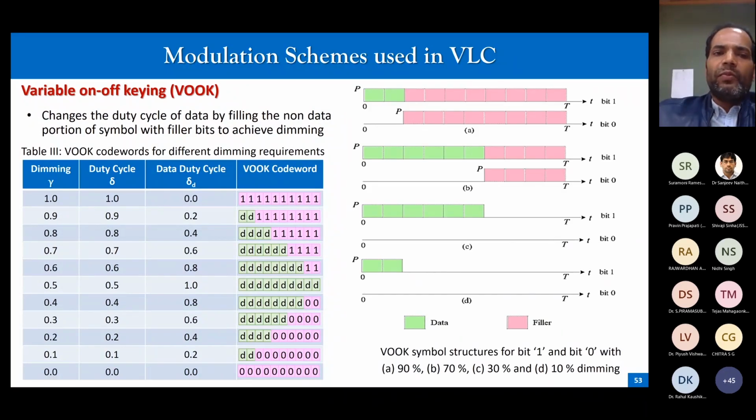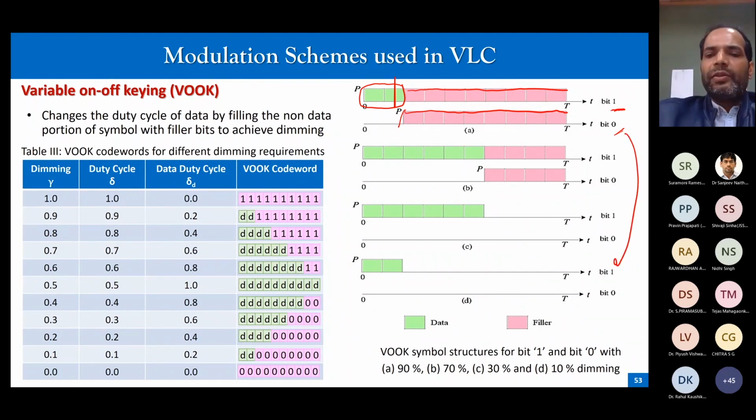So I will just explain this variable on-off keying. In simple on-off keying, bit 1 you transmit all the time, and bit 0 you transmit for no time. So the average is almost at 50%. But here, for bit 1, this is my signal. The green one is the signal, and this is the filler data. It does not contain any information, but we transmit this. And bit 0 also has this filler data. So you can see that now the average has increased more than 50%, and this is the way by which we can increase the dimming support.